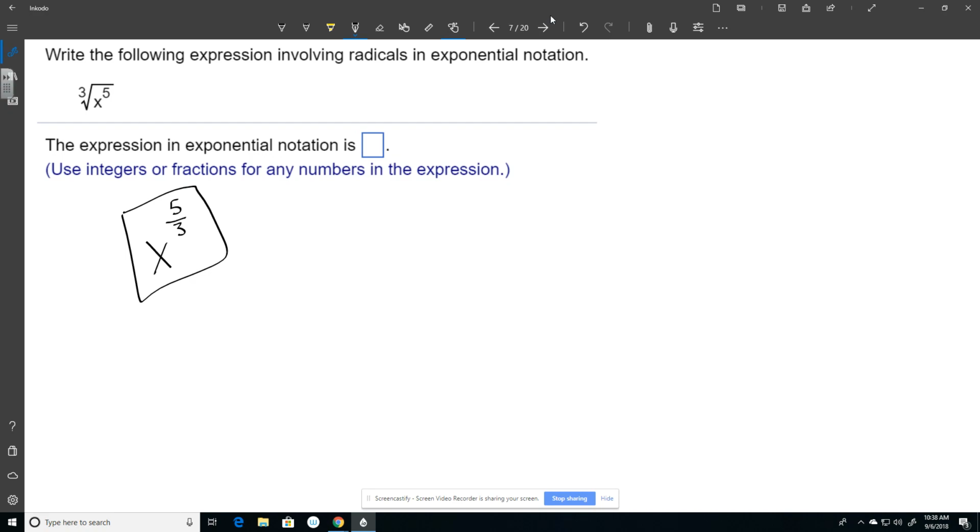That seems like too easy of a test question, but I guess everyone deserves a freebie. So no one should miss that one. X to the 5/3. Take the root, put it on the bottom of the fraction.